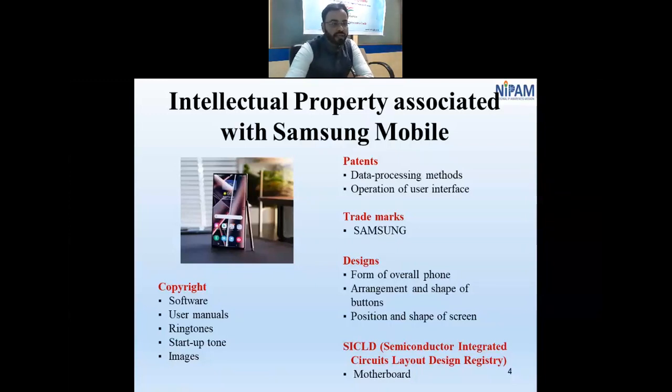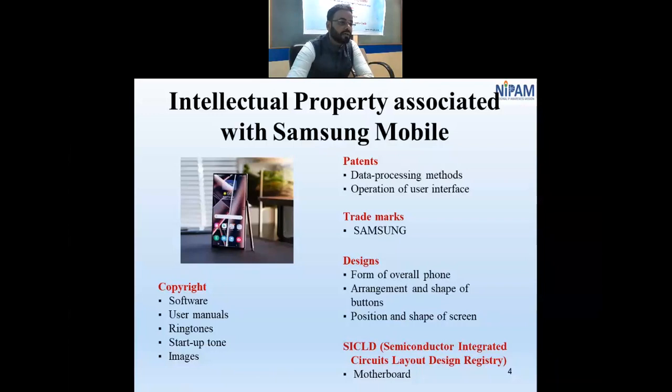For example, if I take the example of a Samsung mobile phone, the technology behind the touchscreen is a patented technology. The image processing feature, which lots of mobile phones today are capable of, is also patented technology. The Samsung keyword itself is a trademark registered keyword. There is a certain way in which this Samsung keyword is written on boxes or mobile phones. So it is a registered trademark.